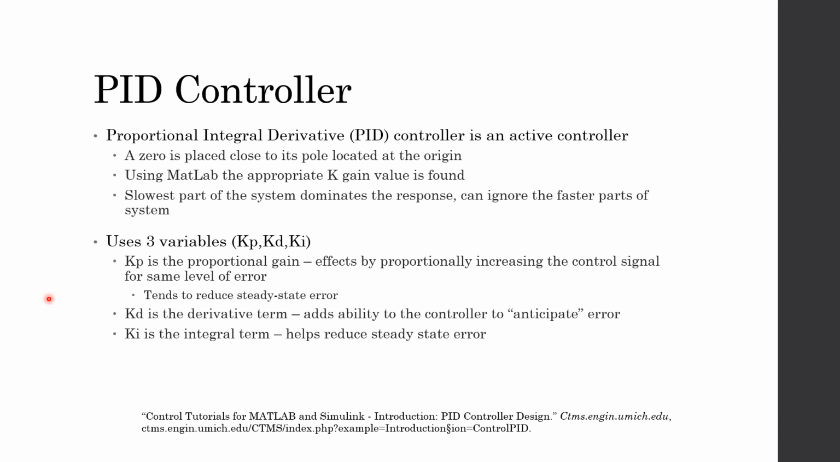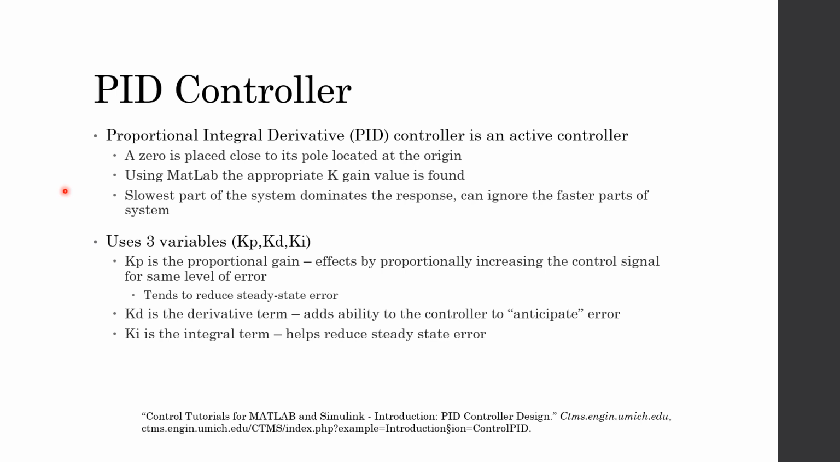Okay, we'll talk a little about the PID and what happens with it. So a 0 is placed close to its pole located at the origin. And we can use MATLAB to find where this 0 would be located. Also use MATLAB to find the appropriate K value for this system. The slowest part of the system dominates the response, so we can ignore the faster parts. So we took that fourth order system and we can simplify it down to a second order approximation.